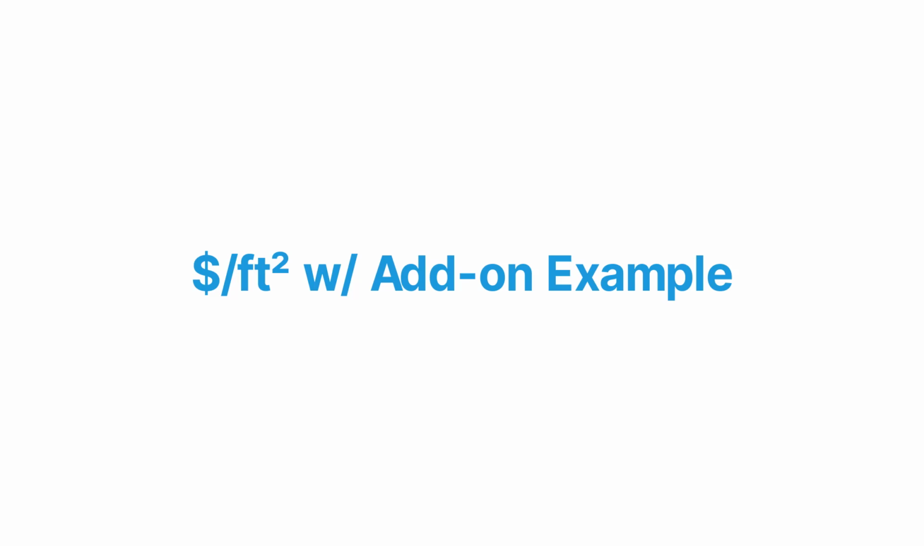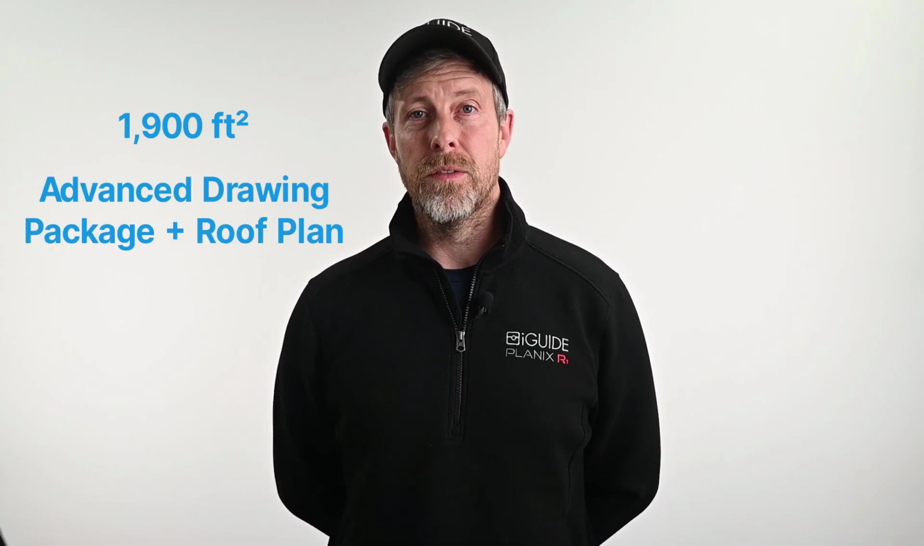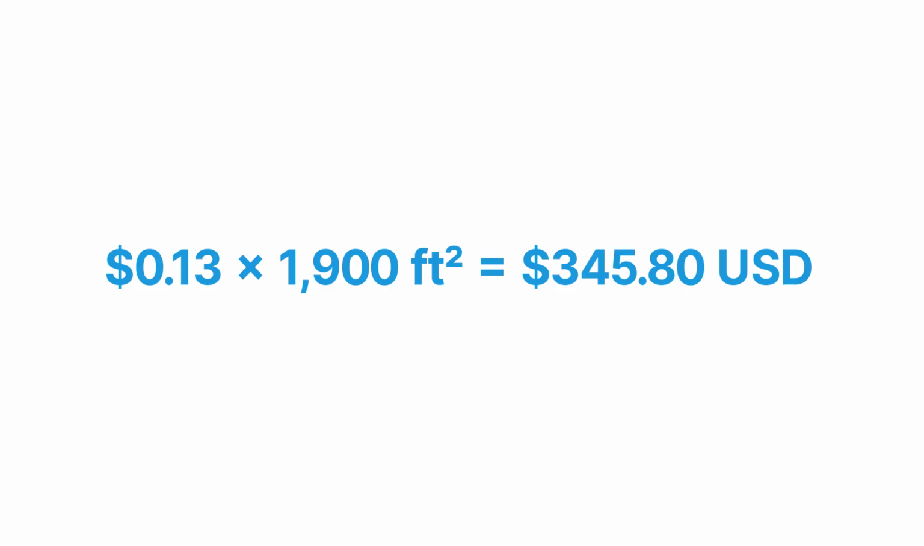Okay, last example. This one's more complicated. Let's suppose you go out and capture a space yourself and the total area captured is 1,900 square feet. Then you send the data in for processing and order an advanced drawing package with a roof plan add-on. The cost of that is 10 cents per square foot for the advanced drawing package plus an additional 3 cents per square foot for the roof plan. That's going to cost you 13 cents multiplied by 1,900 square feet, which equals a grand total of $345.80. With that one-time payment, you get a 3D virtual walkthrough with 1 year of hosting, plotted drawings, CAD files, and so on.